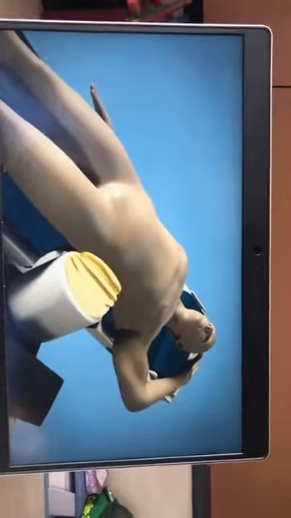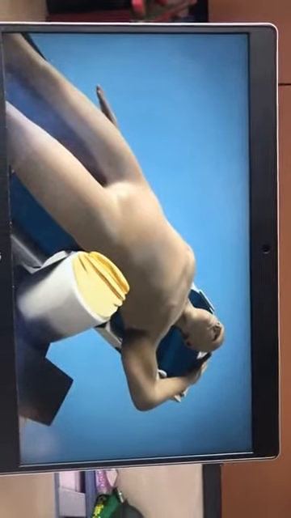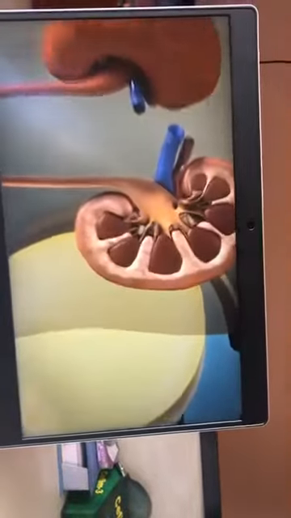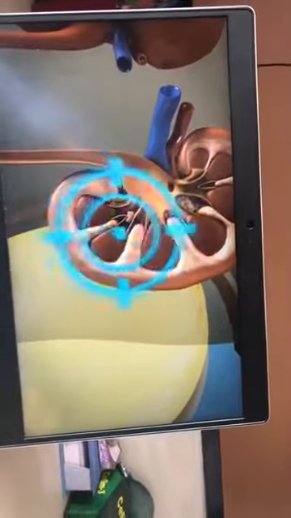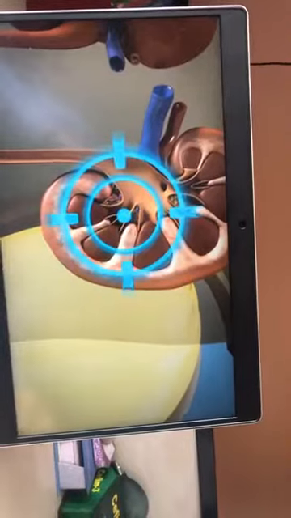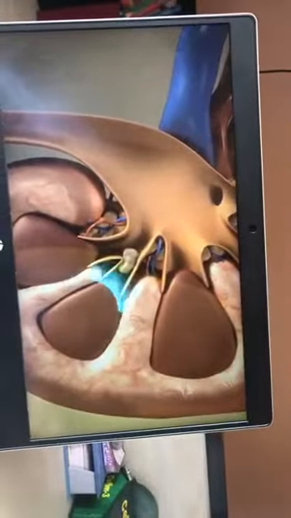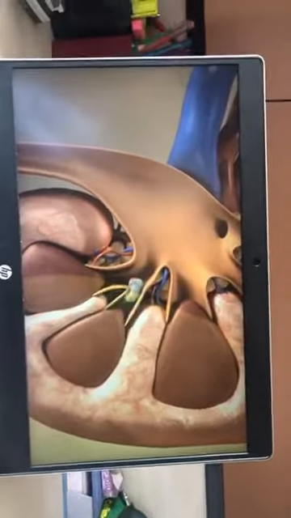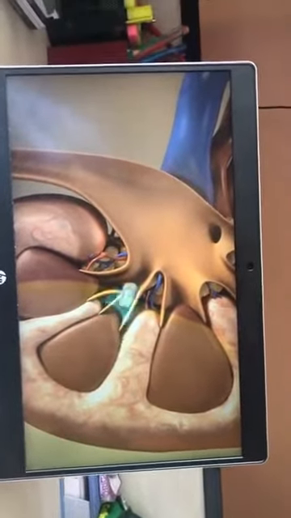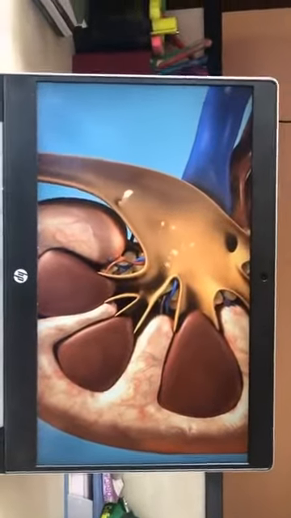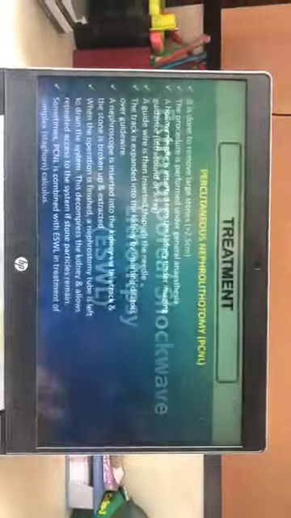You are placed on an operating table with your flank positioned towards the machine. The shockwave is introduced from the back directly over the stones, guided by C-arm imaging. The stone is identified and located, and the shockwave lithotripsy directly hits the stone. The stone absorbs the energy of the shock waves and breaks into pieces as small as grains of sand. These are passing down. So this is about ESWL.